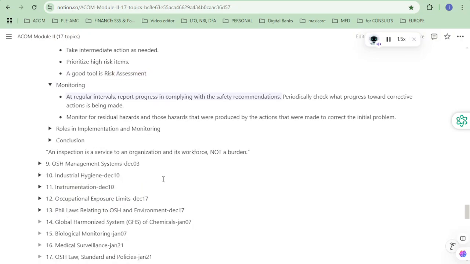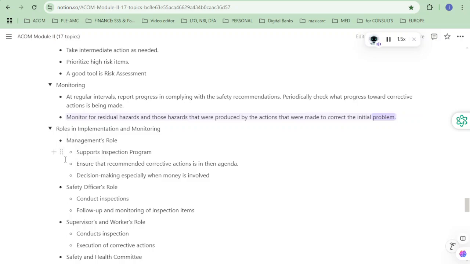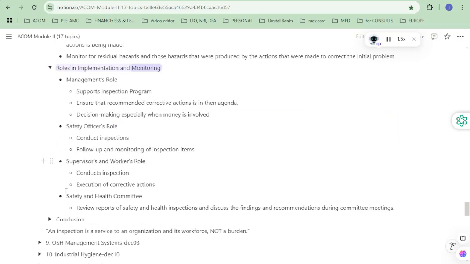Monitoring. At regular intervals, report progress in complying with the safety recommendations. Periodically check what progress toward corrective actions is being made. Monitor for residual hazards and those hazards that were produced by the actions made to correct the initial problem.